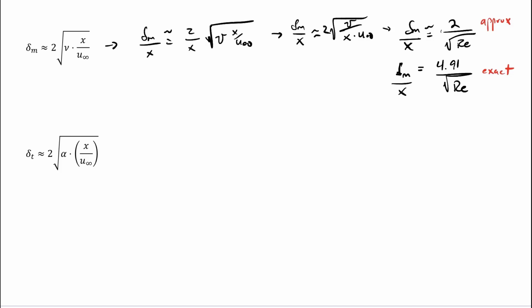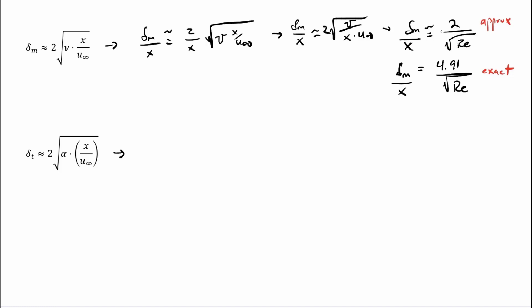Conceptually, we're seeing the same type of behavior where we're growing with 1 over the square root of the Reynolds number, but there's a difference of maybe a factor of 2 or a little bit more in the boundary layer. So if you're asked to calculate the boundary layer thickness, you'd want to use this one here to be exact. If you're just proving a concept, you can use the approximate model. So we can do the same thing for the thermal boundary layer.